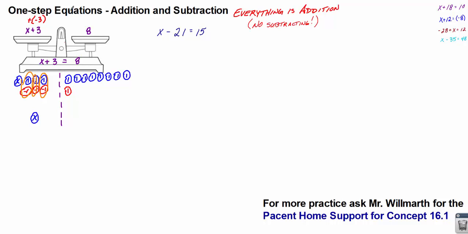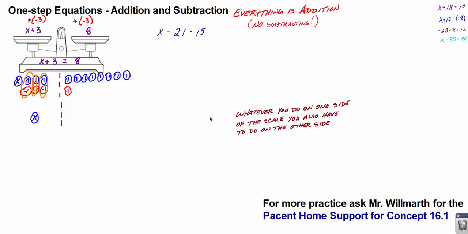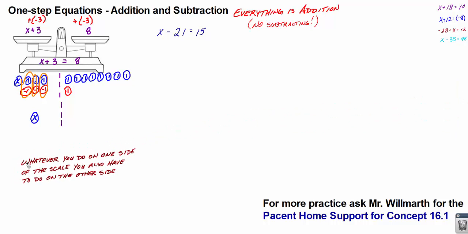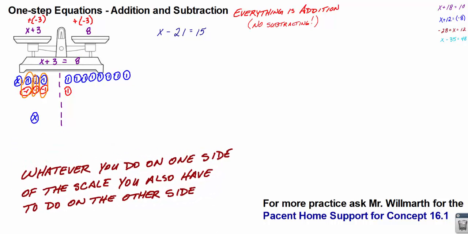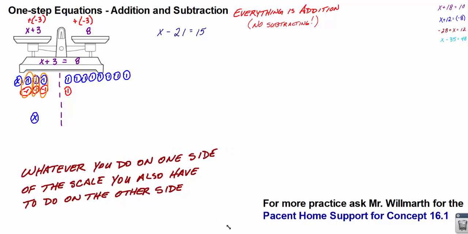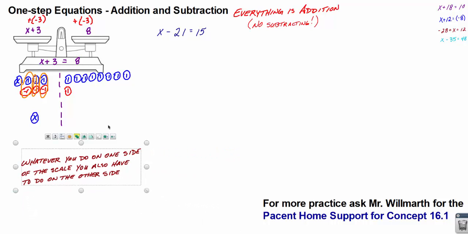We have to go ahead now and add the negative 3 to the other side. We talked about that in class. As far as something staying balanced, here's the rule. Whatever you do to one side, you have to also do it to the other side. That's the only way things stay balanced.